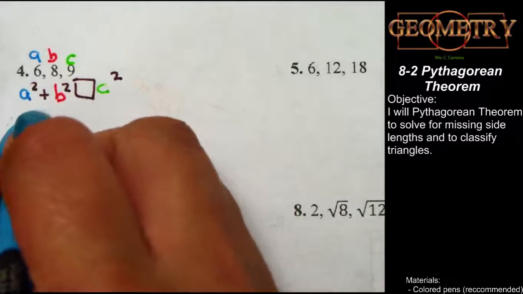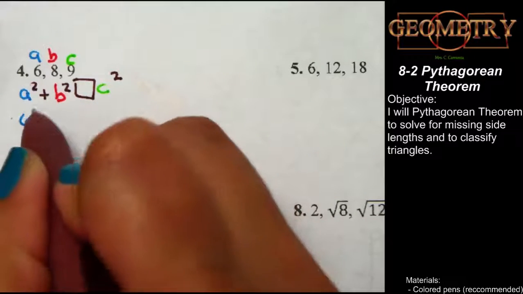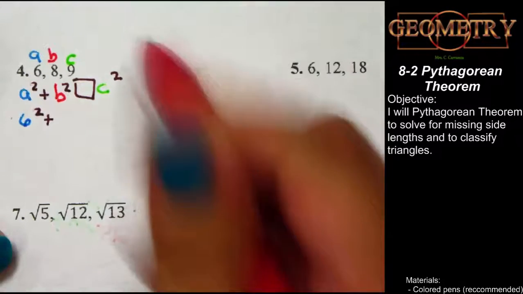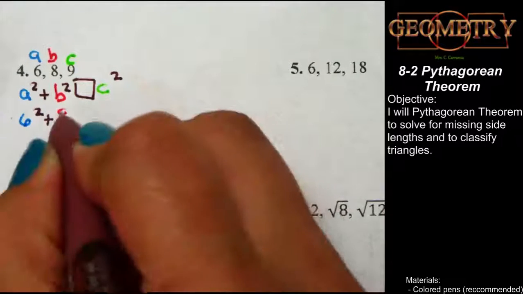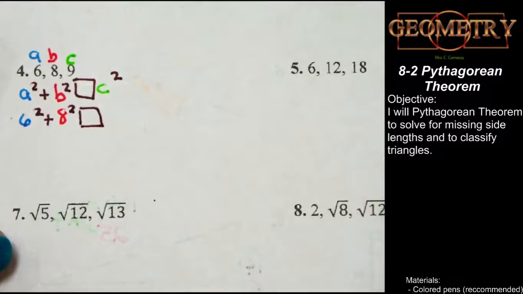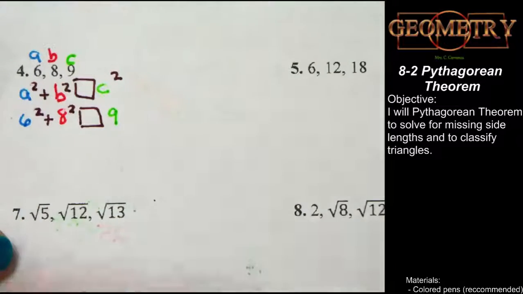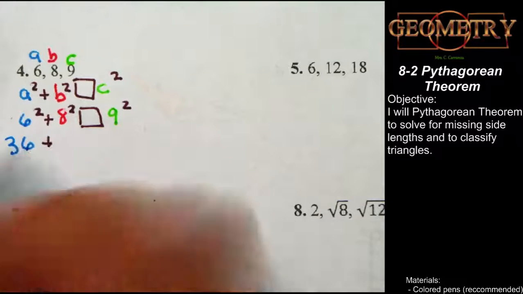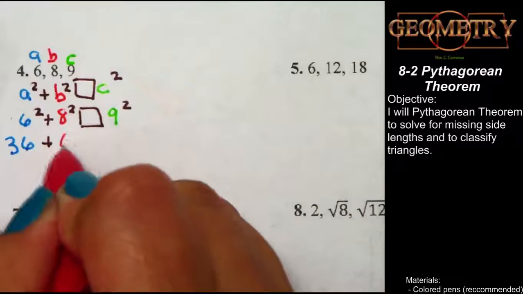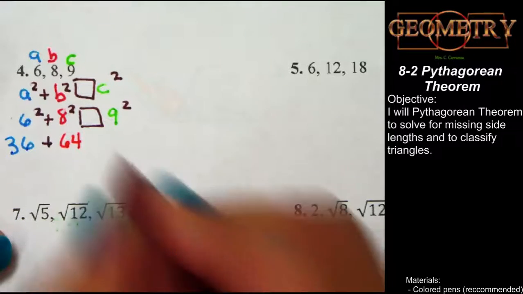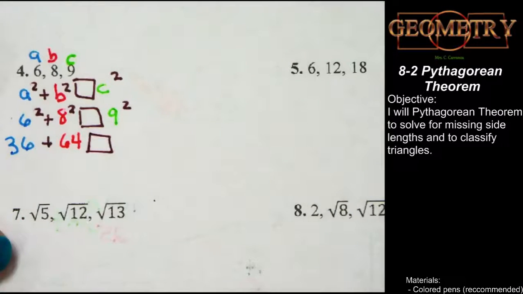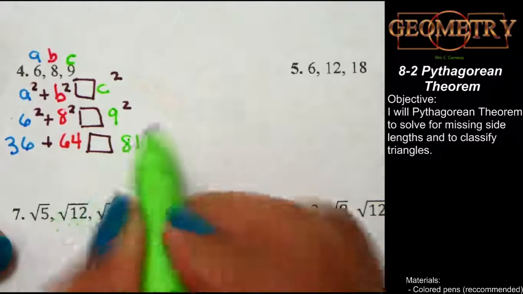Time to do some substitution. A is 6, b is 8. That result has some relationship to c squared. C is 9. All right, I'm going to do some simplification here. 6 squared is 6 times 6, or 36. 8 squared is 8 times 8, or 64. And that has some relationship to 9 squared. 9 times 9 is 81.